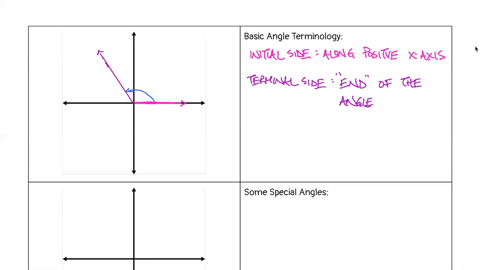Okay. Now, if I go in that direction from the initial to the terminal in the counterclockwise direction, this would be a positive angle. Okay. On the flip side, if I said, hey, let's go in the other direction. Let's start at the pink line, but let's go in the clockwise direction, like this way, okay? Then the measure of that angle would actually be negative because I'm going in the opposite direction.